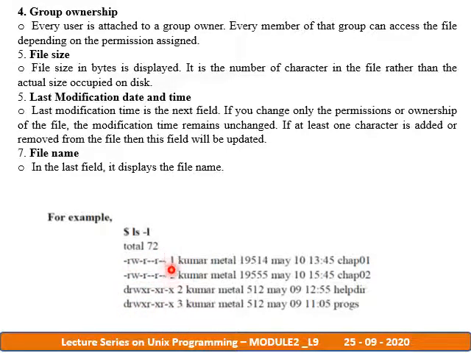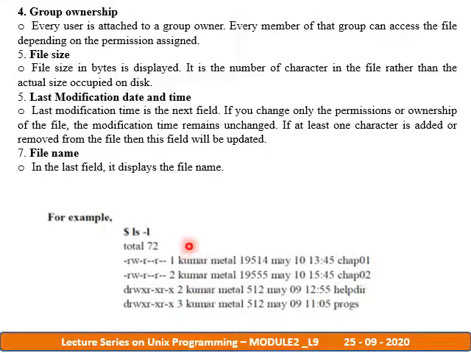The second column is going to list the link. How many links have been established or created with a particular file. So for chapter 1 only one link, and for chapter 2 two links are there. So this is going to have the file link.